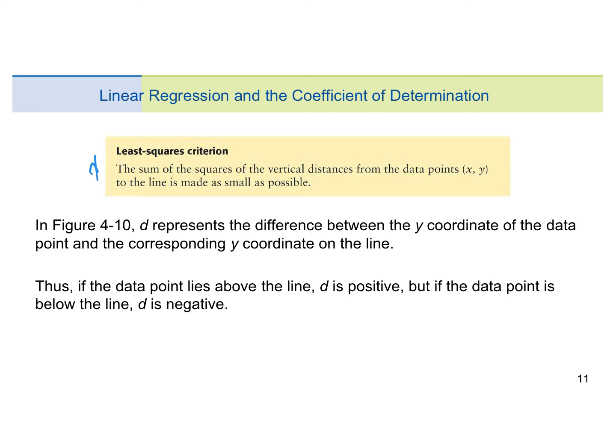Whichever one of you 37 people had the smallest one, you would have the correct line, or the most correct line. Okay?